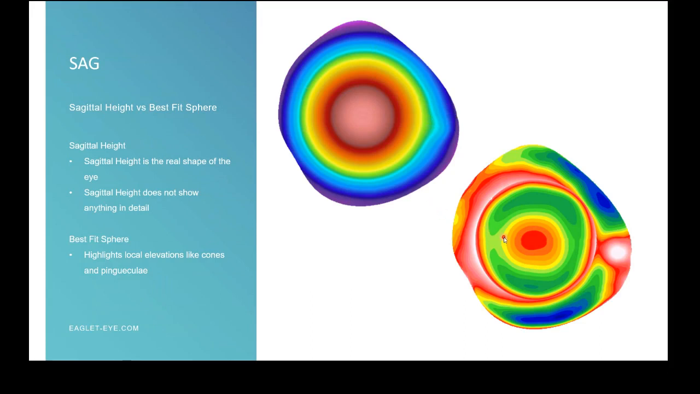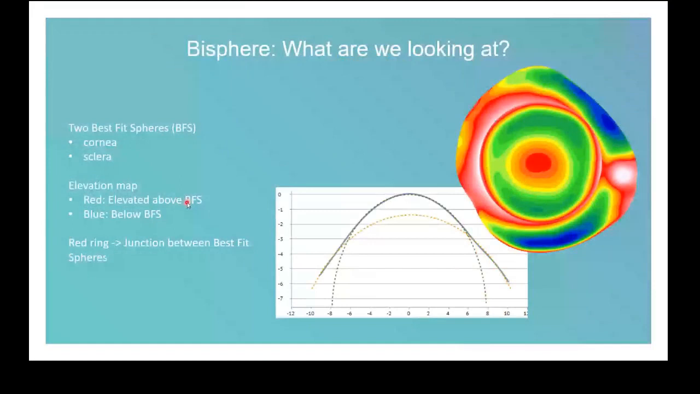On the right side, you see a best fit sphere. And on the best fit sphere, you see all those colors coming up, red spots, blue areas. So in this example, you can see already that you have this red area, which is a central cone. And you can also see this red-white area, which is a pinguecula. But what is that map? That map is a bisphere elevation map.